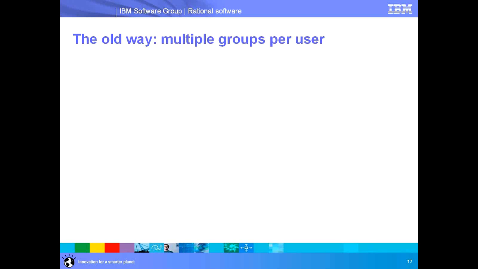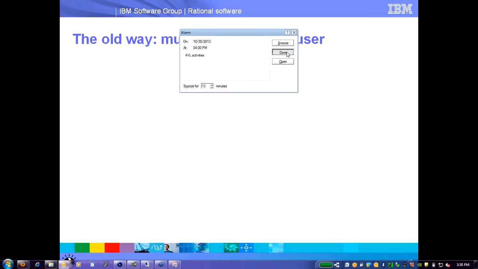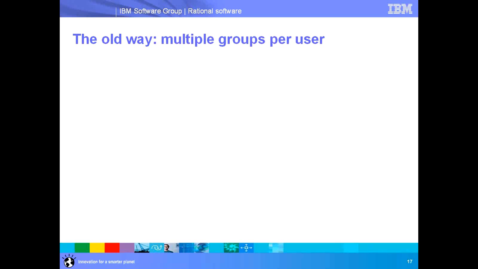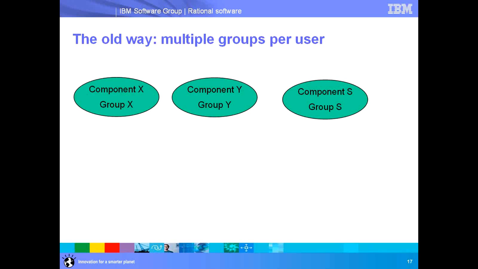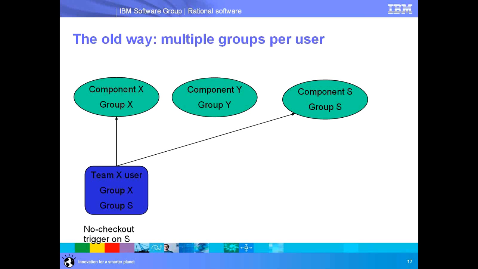So in this slide, let's just take a simple use case. For example, in your existing environment, let's say you had 3 different components, X, Y, and S. And you had to give access, read-write and read-only access, complete access, specifically for people who are from individual groups. So you would go on creating 3 different groups, Group X, Group Y, and Group S.